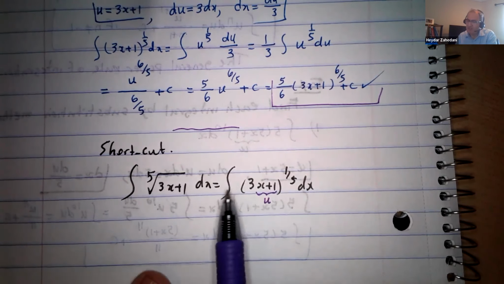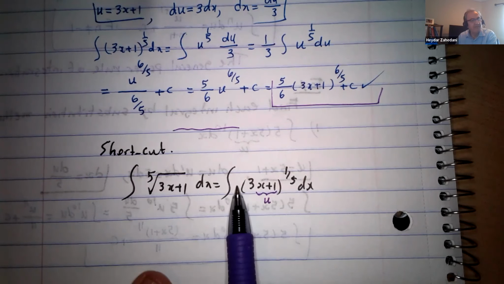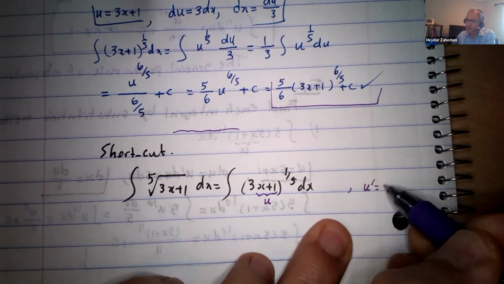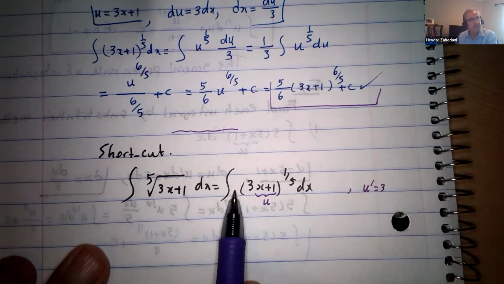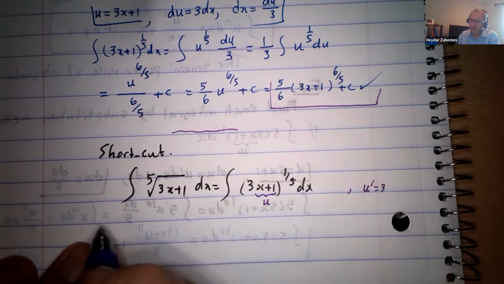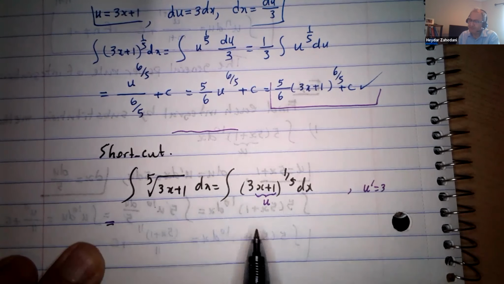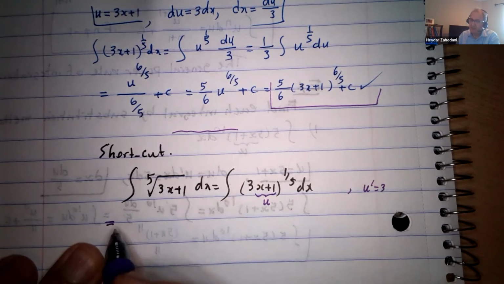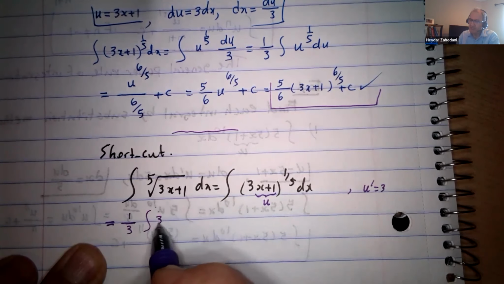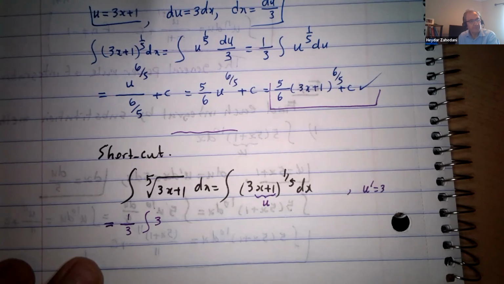What you can do is create the 3 here yourself. U prime is 3, so you need a 3 inside. Imagine there is a 1 here; you can write 1 as 3 times a third. This is the trick: we need a 3 inside, so we divide the outside by 3 and multiply inside by 3. Because 3 and 3 cancel out to get the 1.